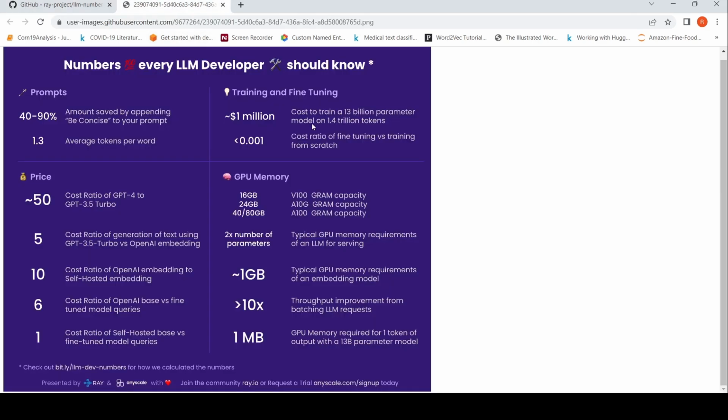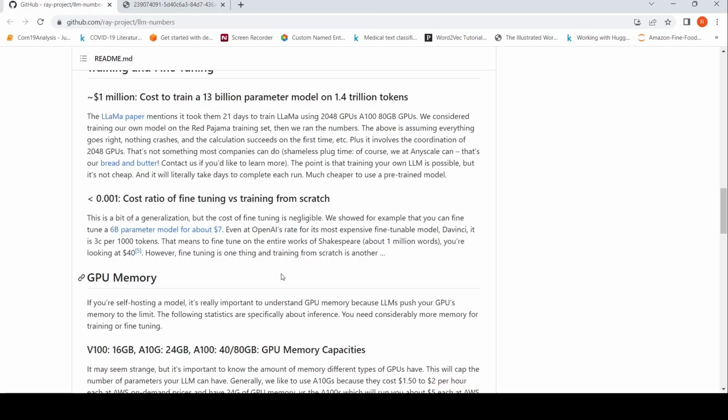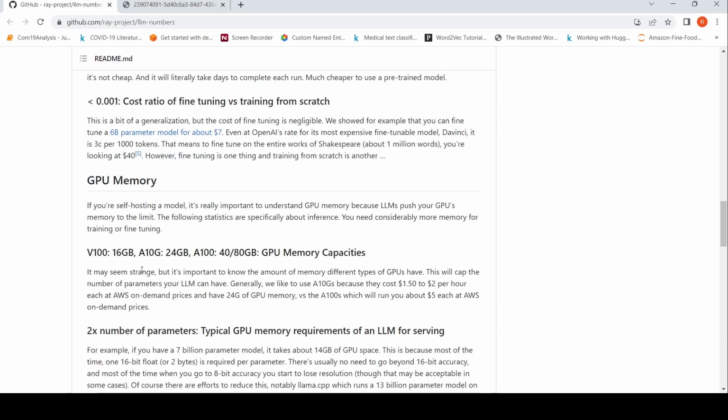Then they talk about GPU memory. Typical GPU memory requirements of an LLM for serving are 2x the number of parameters. So if you have a 7 billion parameter model, you would require at least 14 GB of GPU memory. And these are the VRAM capacities of various graphics cards; different cards have different capacities.